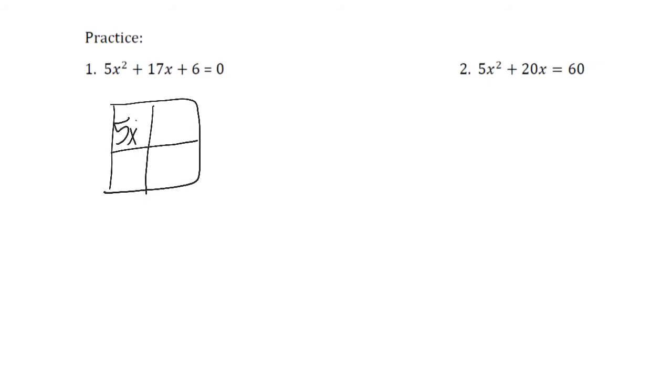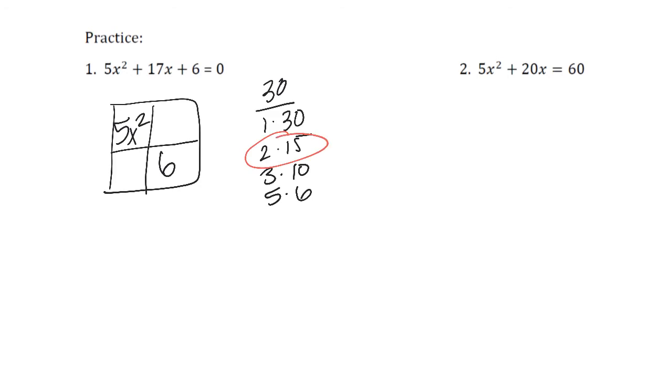So we have 5x squared and 6. 5 times 6 is 30. So I need factors of 30 that add to 17. So all of my factors of 30: 1 and 30, 2 and 15, 3 and 10, 5 and 6. But I can clearly see that I'm going to be using 2 and 15, and they're both going to be positive because I need a positive 30 and I need a positive 17. So I'm going to have 2x and 15x.